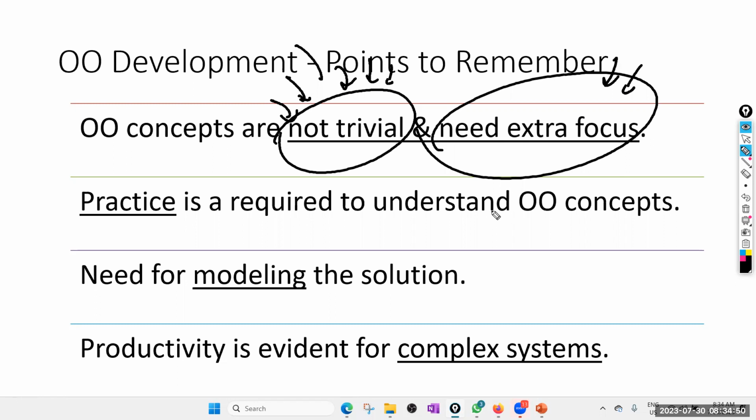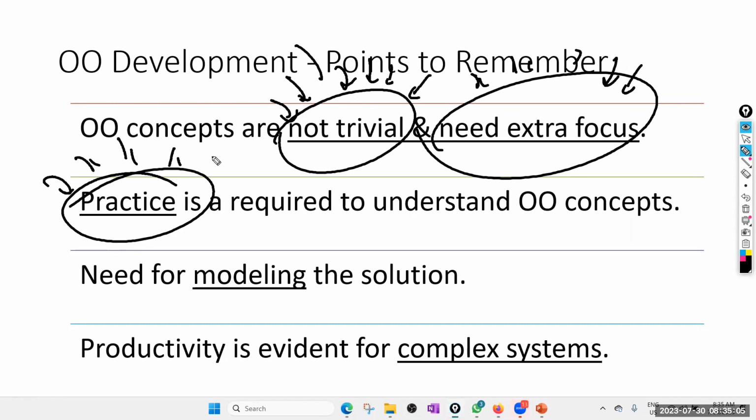Logical thinking. Right. Critical thinking. Right. So therefore, you need to be very serious about these things because these are not very trivial. And of course, you have to practice this. You have to do coding. The more you code, the more you understand and the more you appreciate these concepts. But if you just read notes, it will do nothing.